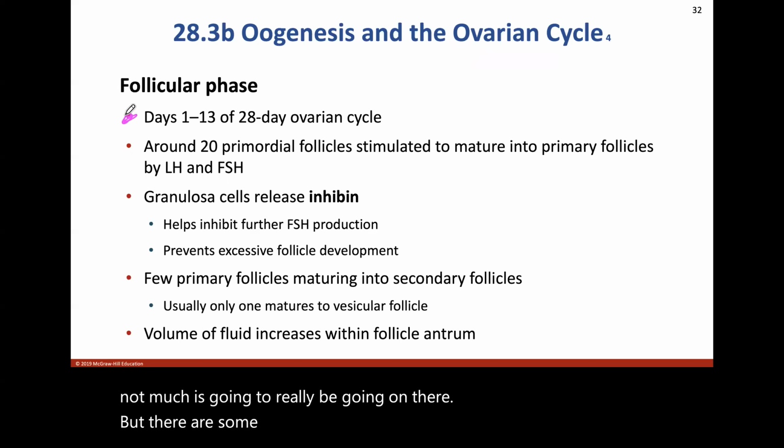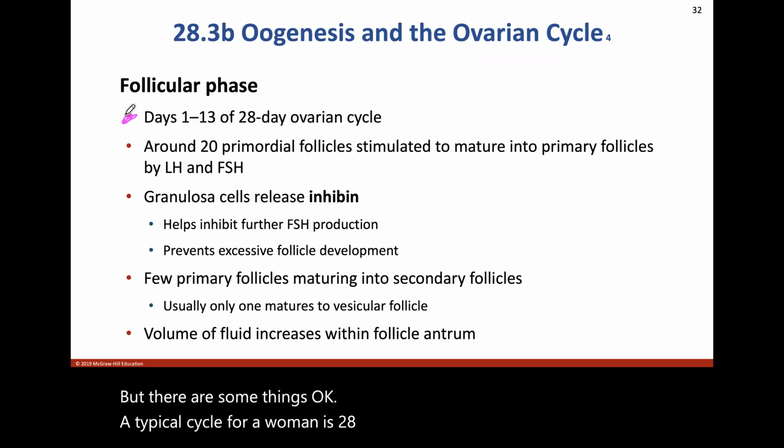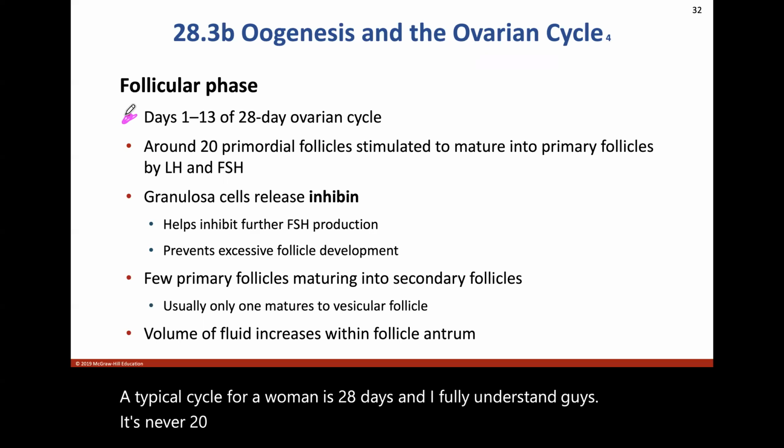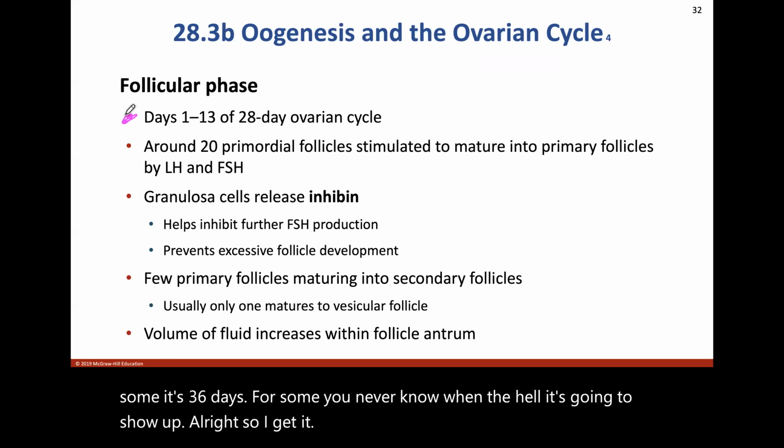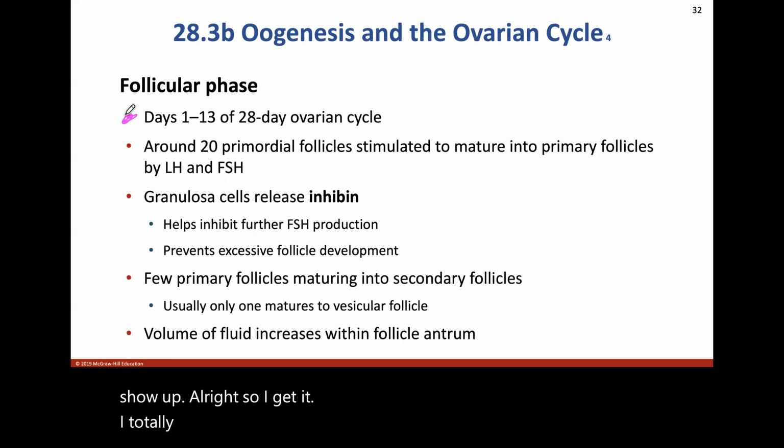A typical cycle for a woman is 28 days. And I fully understand, guys, it's never 28 days, right? For some women, it is. For some, it's 21 days. For some, it's 36 days. For some, you never know when it's going to show up. All right. So I get it. I totally get it.